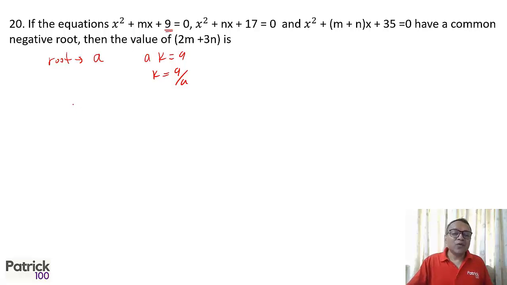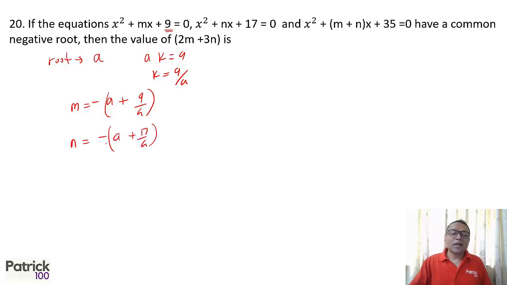M becomes the sum of the roots, which is minus (A plus 9 upon A). If you take one root as A, the second root becomes 9 upon A because the product of the roots is 9. Similarly, N becomes minus (A plus 17 upon A), and M plus N becomes minus (35 plus 35 upon A).